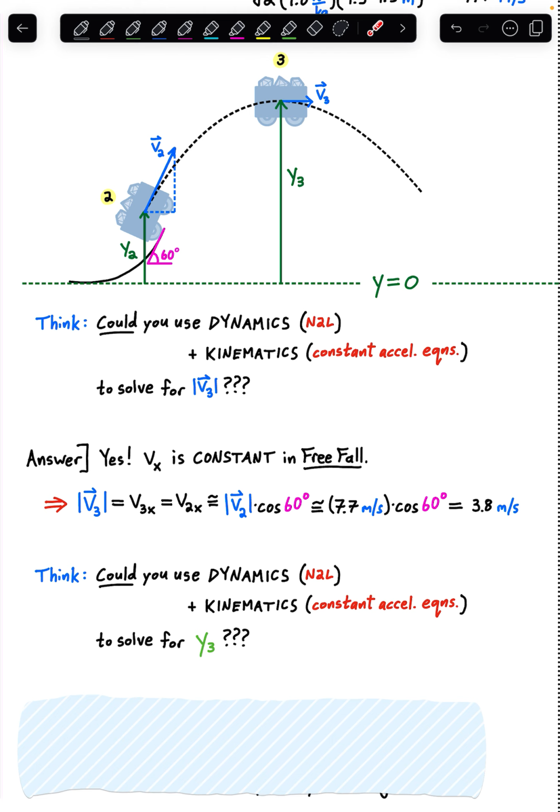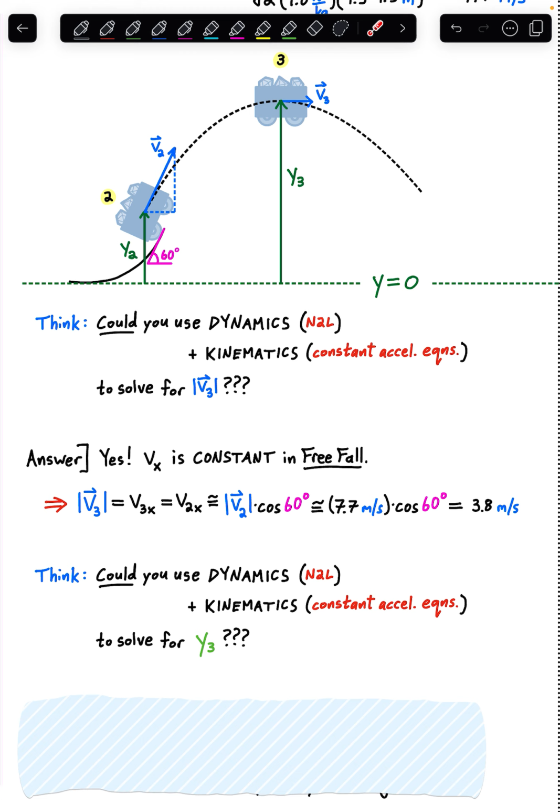So it's identical to the x component at moment 3, which is identical to the x component at moment 2, which we can find from trig back here, knowing speed 2 cosine 60 degrees. So that 3.8 meters per second, that's this vx here, that's our speed at moment 3 as well. So we've answered that. There's no need to consider energy to address that question.